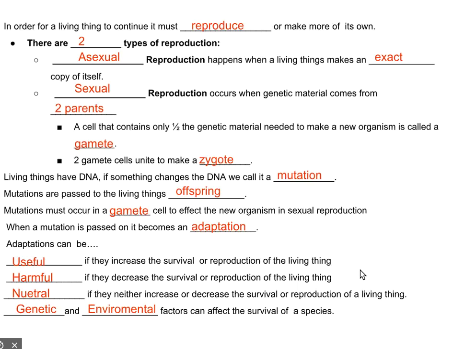Or maybe we live in an environment where we are constantly doing hard physical labor and we're exercising all the time, and our body shape, even though it's predisposed to be maybe heavier, becomes more slender and more muscular because of that environment that we're working in. So that's how environment can affect the survival of a species.